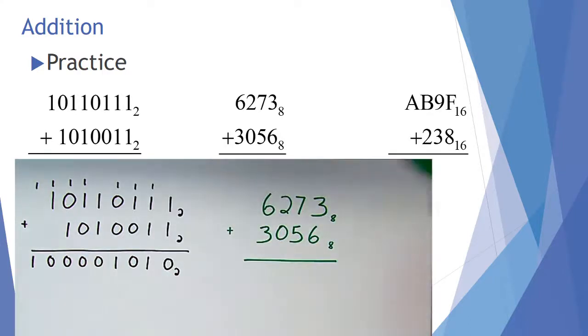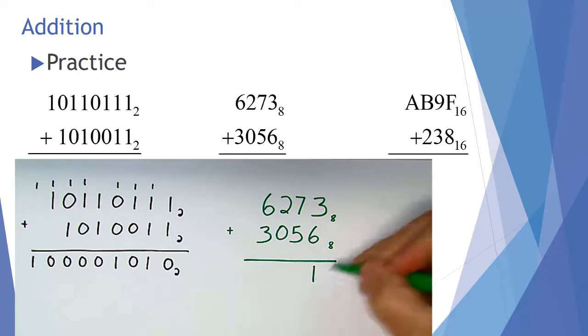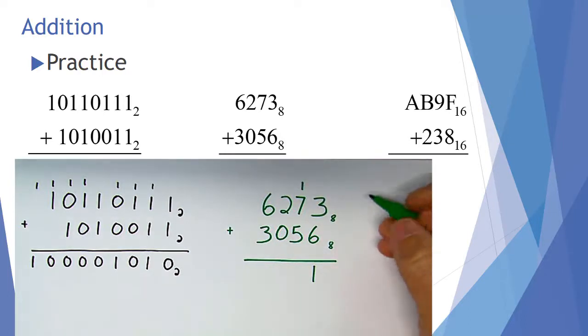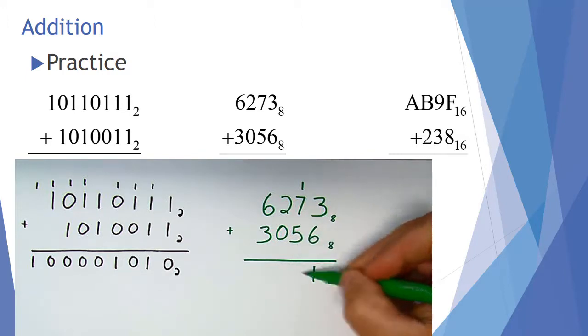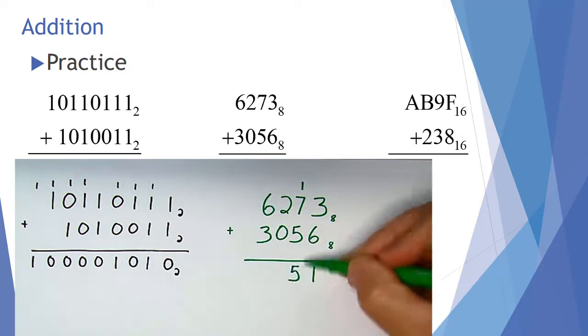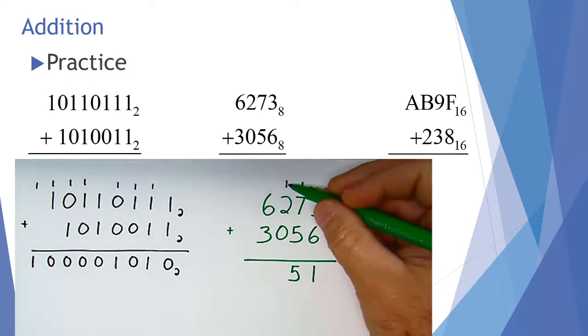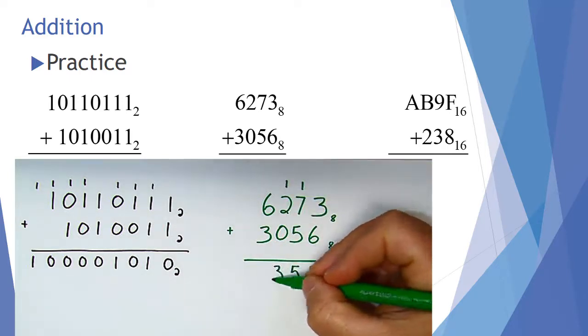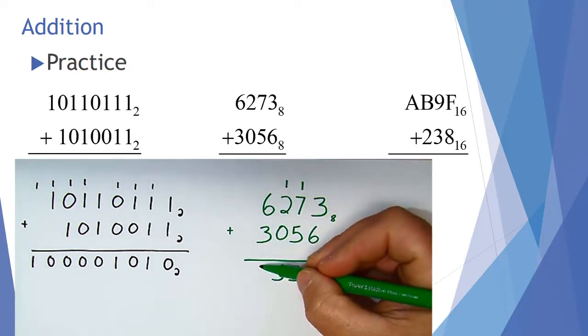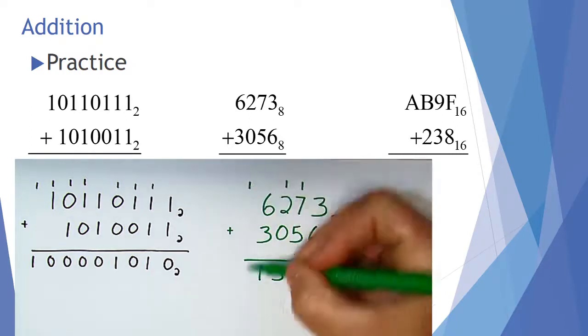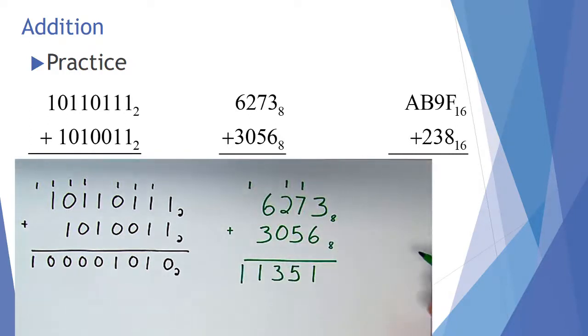Okay, octal addition. Let's start in our ones place. 3 plus 6, that's 9, but 9 exceeds 8 by 1, so we're going to keep the 1 and carry the other 8. 1 plus 7 is 8, plus 5 is 13. 13 exceeds 8 by 5, and we'll carry the other 8 over. 1 plus 2 plus 0 is 3, nothing to carry there. And 6 plus 3 is again 9, which exceeds 8 by 1. We're going to leave 1 and carry over a 1. And our total is 11351 base 8.